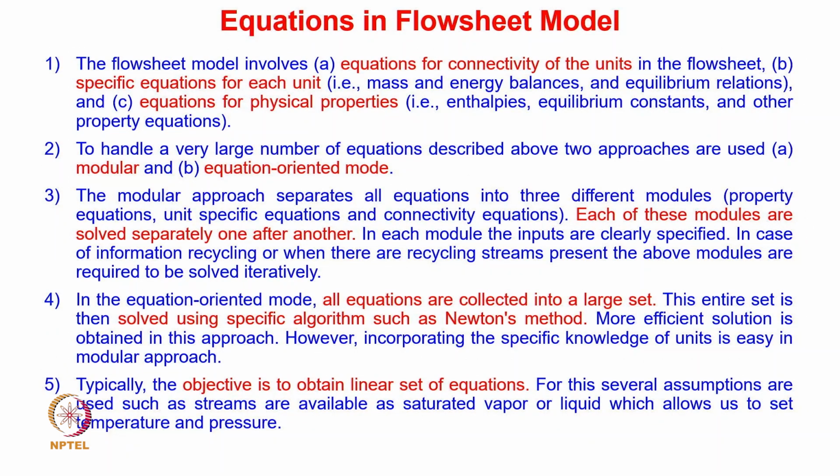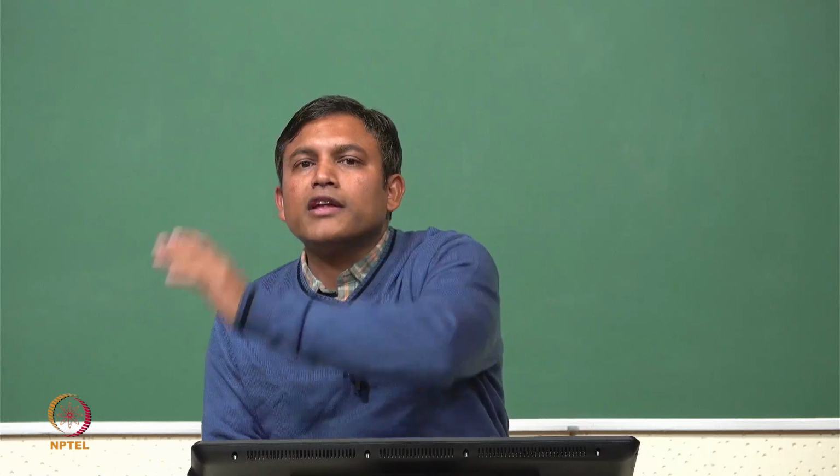If we look at the flow sheet model which we have seen in the last session, it typically involves three types of equations. The first class is the equations of connectivity. These are the equations which are used for connecting different units. So for instance, the output of one unit is given as an input to the next unit. How this connection is done is described using these equations.